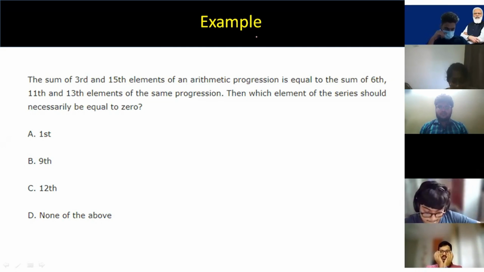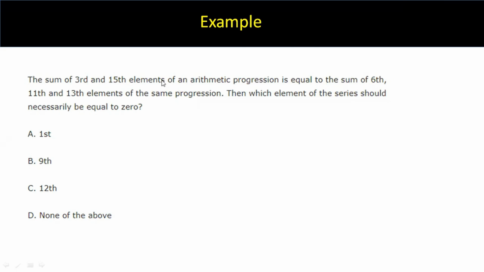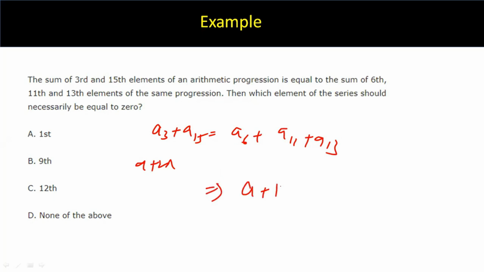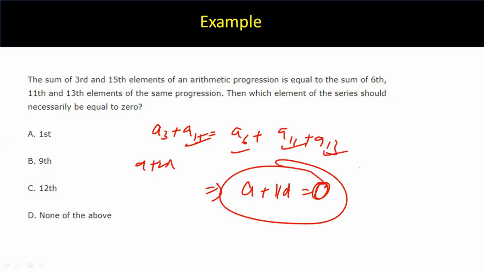Fair? So it's an easy one, right? Sum of the third and the 15th element of an AP. Third term, what will it be? A3 plus A15 is equal to A6 plus A11 plus A13. You just put the values. A plus 2D, A plus 14D, and so on. You will get what? I think it just comes out to be A plus 11D equals 0. A plus 14D, A plus 5D, A plus 10D, A plus 12D. Simplify this, you will get A plus 11D equals 0, which means T12 is 0. It was the simplest question of the session.